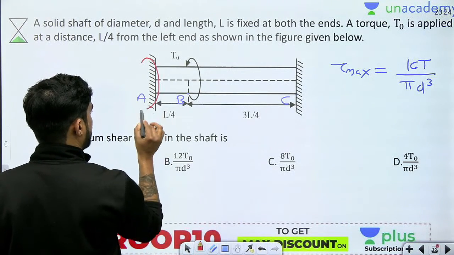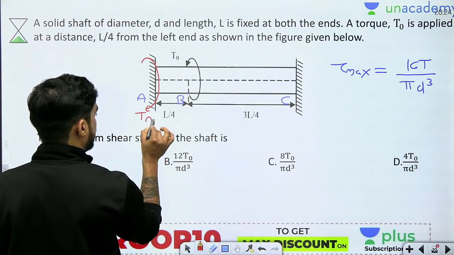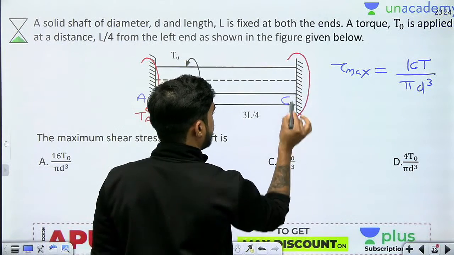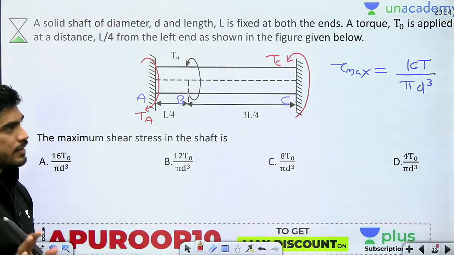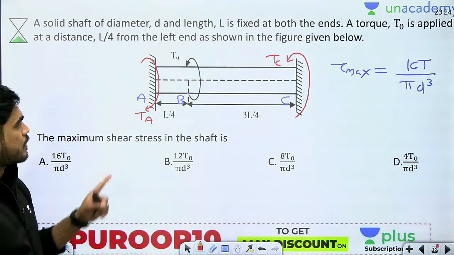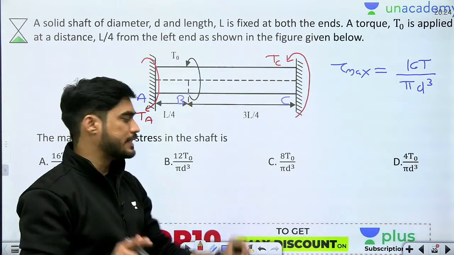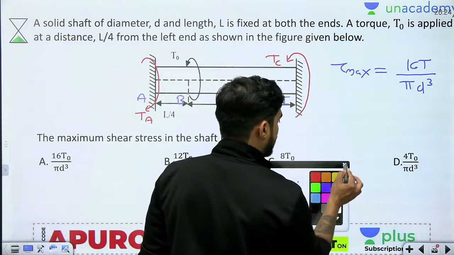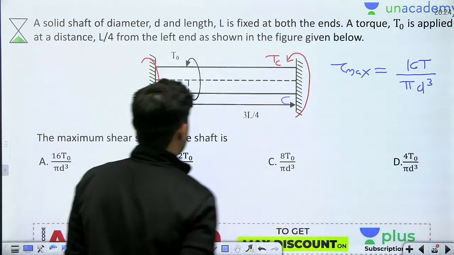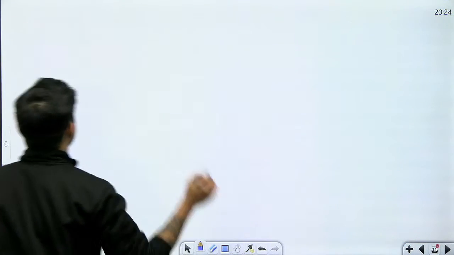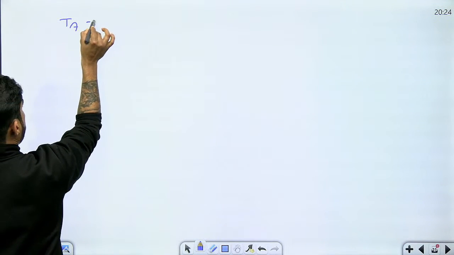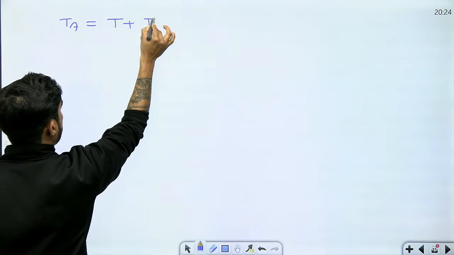So let's say that the reaction here is like this, and the reaction here is like this. Okay, this is just my assumption. So I need to find TA and TC. In order to find TA and TC, we need two equations. So what will be one equation? TA will be equal to T plus TC. This is one equation.